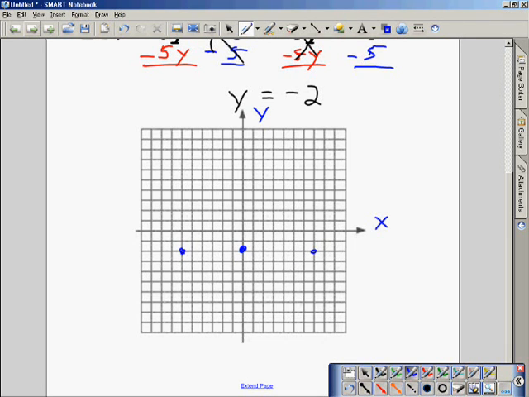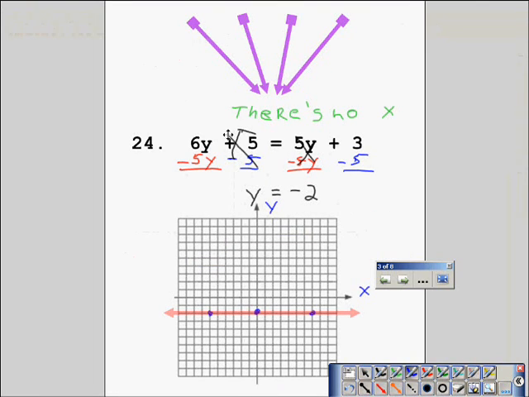Now you have everything you need to draw in your line. And there's our line. That's the line we're going to use today. So this problem in its entirety was a little strange because there were no x's. It gave us a y-only equation, and that's about it. Moving on to 26.